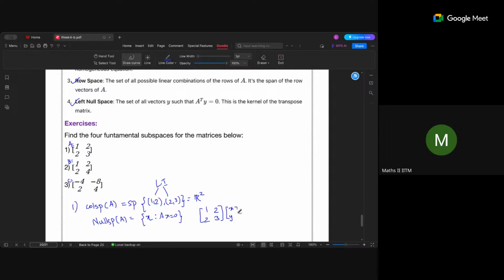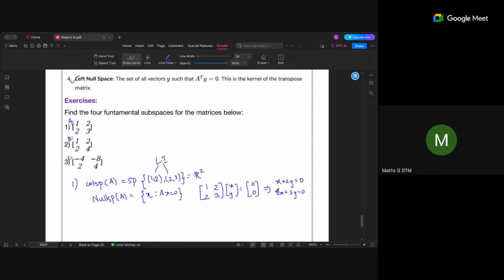(x, y) is equal to (0, 0). So it means what? You have x plus 2y is equal to 0, and you have 2x plus 3y is equal to 0. Here we have to solve these two equations. So if we solve these two equations, what is it that we will get?